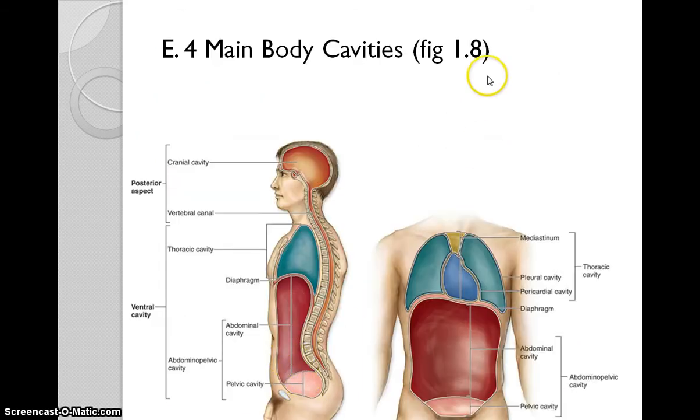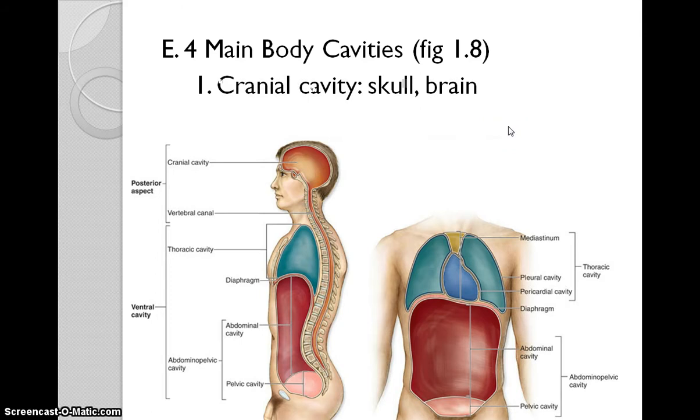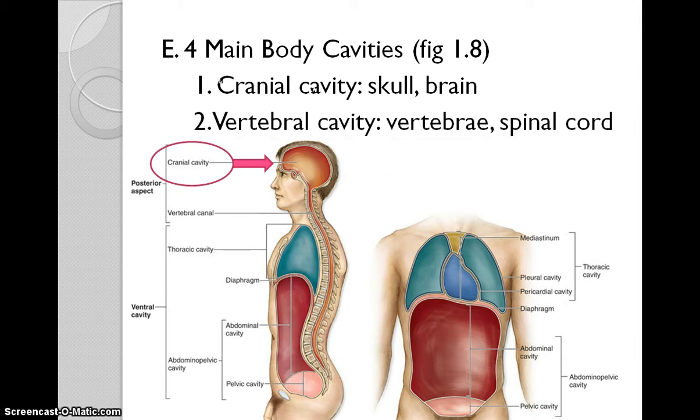The next set of terms we're going to look at are the main body cavities in the human body, and we're going to be looking at 4 main cavities, and you'll be practicing these in your open lab activity. The first main cavity is the cranial cavity. You can see that it is kind of an orangish color here, and it includes the skull and the brain. Next, we have the vertebral cavity. That includes the vertebrae and the spinal cord.